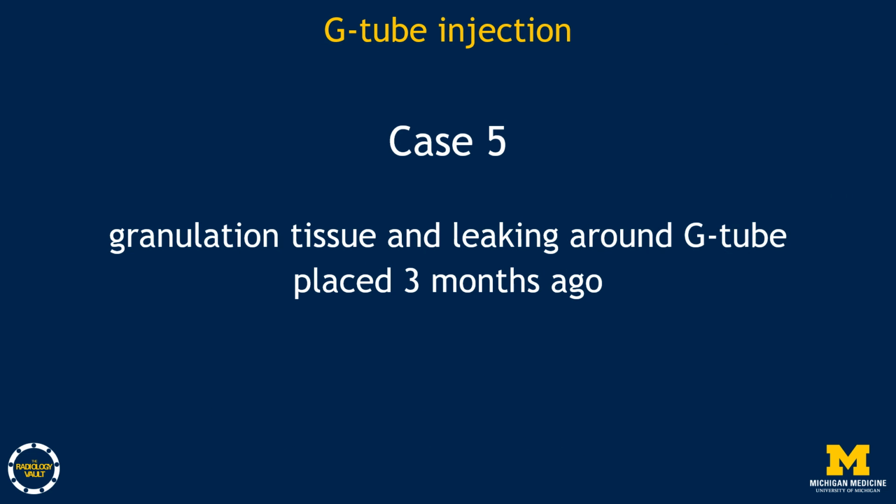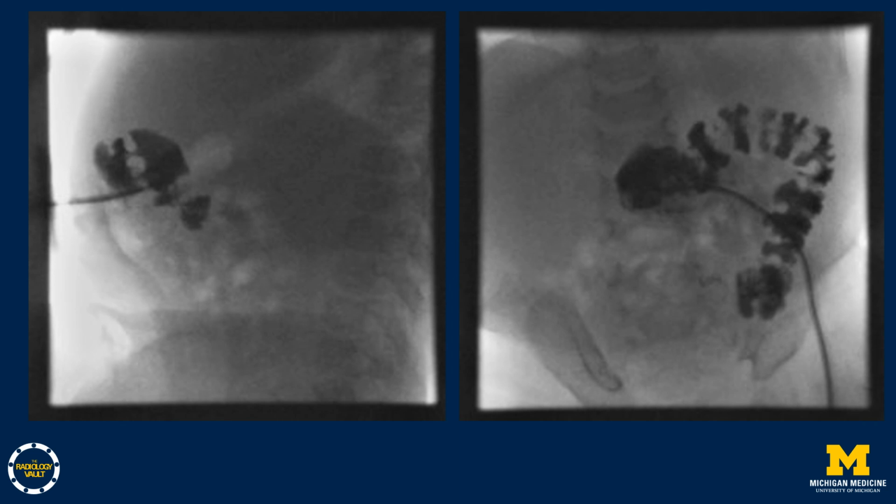This patient had granulation tissue and leaking around the G-tube, which was placed 3 months ago. On injection, we see the tube goes directly into the colon. Sometimes when placing the G-tube, it traverses the colon on its path to the stomach. Over time, the tube and retention balloon get retracted into the lumen of the colon, which will obviously have to be replaced.